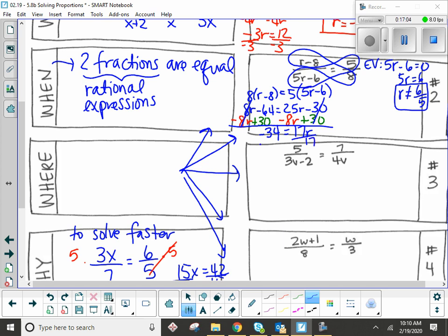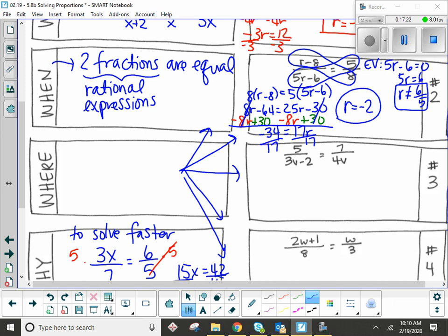I'm running out of room. So r equals negative 2. Is that okay? Are we good with that? Can it be negative 2? Yes, because that's not my excluded value. So, winner, winner, chicken dinner.